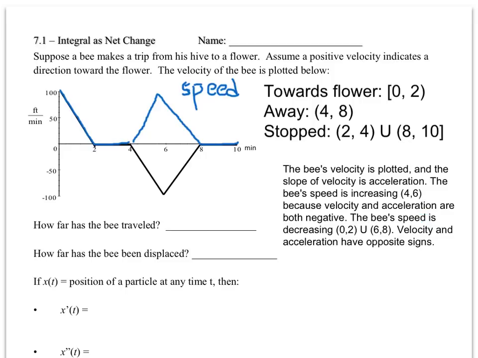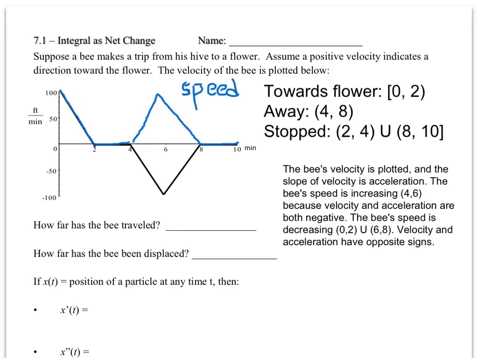This sentence right here is the justification for everything I'm about to say. The speed is increasing from 4 until 6 because the velocity and the acceleration are both negative. Velocity is shown here from 4 to 6, it's negative, and it also has a negative slope. The speed is decreasing from 0 to 2 and from 6 to 8. From 0 to 2, the velocity is positive, it's above the axis, however its acceleration, the slope, is negative. And from 6 to 8, the velocity is negative, it's below the axis, but the acceleration, its slope, is positive. So remember, anytime you have opposite signs, you've got a speed that is decreasing, or you could say slowing down as well.